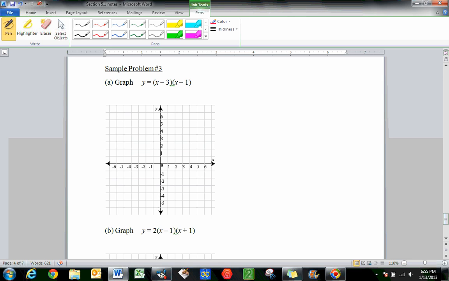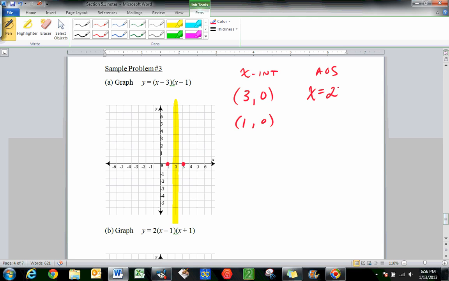Alright, for sample problem 3, part A, we'll simply start by identifying the x-intercepts. And so in this case, our x-intercepts are written as points. So we have 3 for our P, so that's written as (3, 0), and 1 as our Q, which will be written as (1, 0). So we can go ahead and plot those 2 points, (3, 0) and (1, 0), and it becomes very clear that the point halfway between is at 2, so that is where we're going to create our axis of symmetry. So our axis of symmetry is x equals 2.